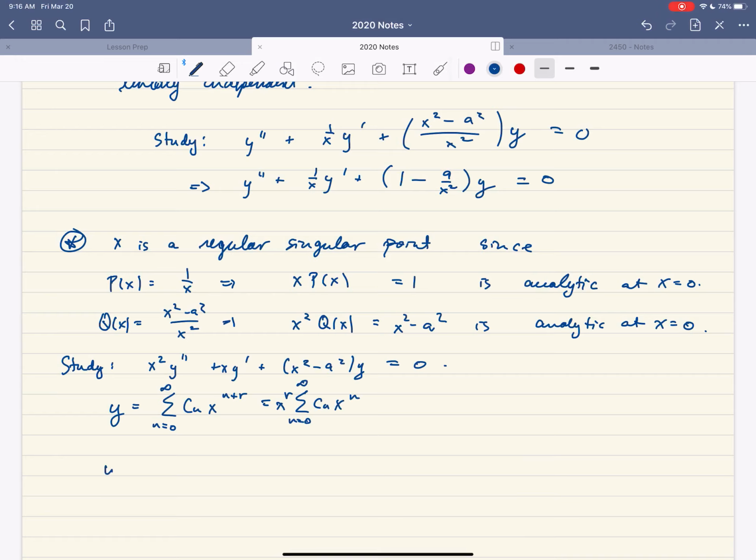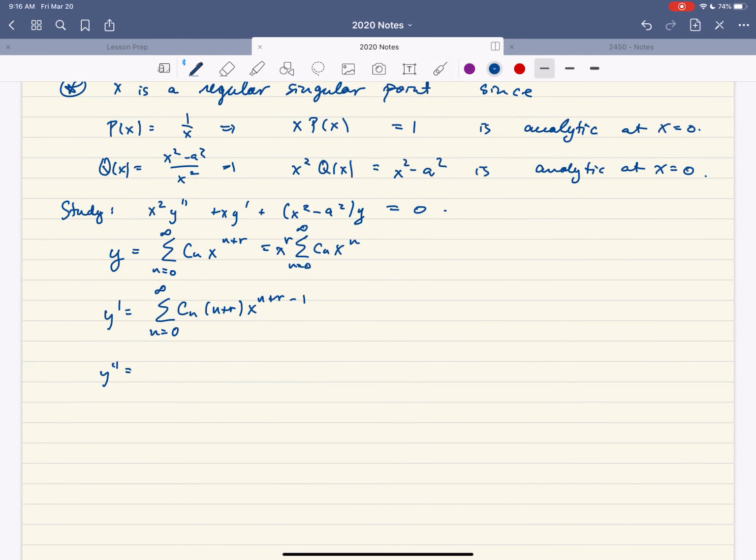Okay, and y prime is going to be the sum starting at 0 of c sub n times n plus r, x to the n plus r minus 1, and y double prime is going to be the sum starting at 0 of c sub n, n plus r, n plus r minus 1, x to the n plus r minus 2. Remember that for the Frobenius method, we do not shift the index for any of these, right? So these start at n equals 0 because the original started at n equals 0.